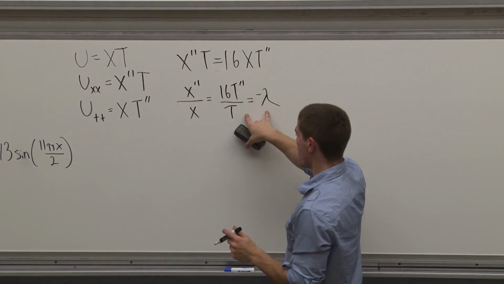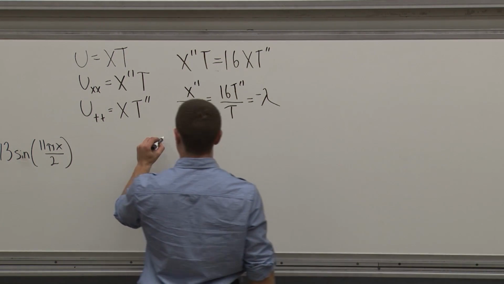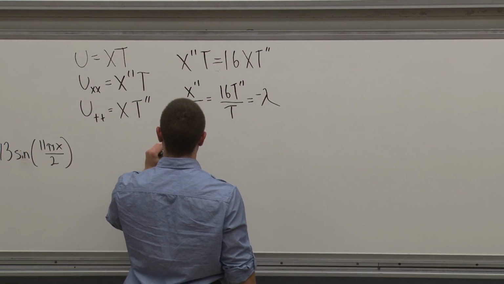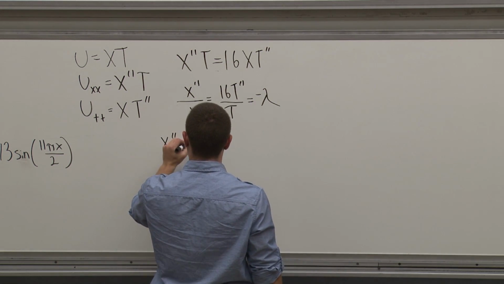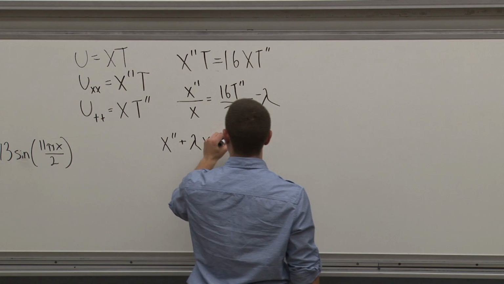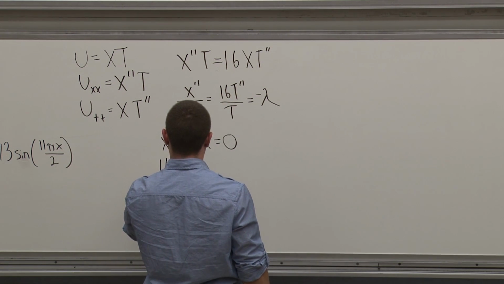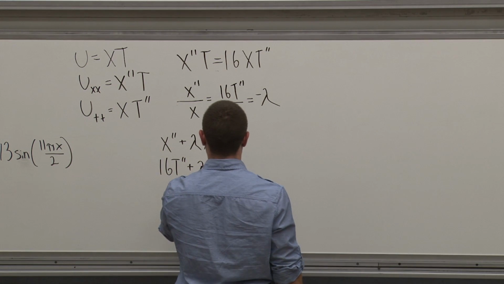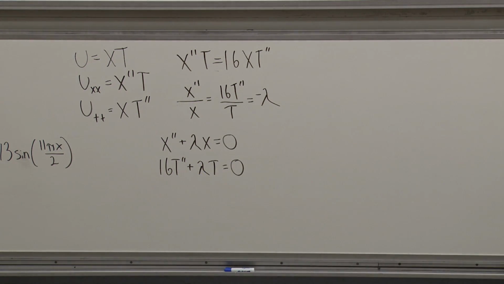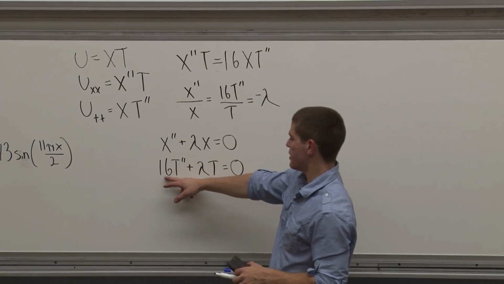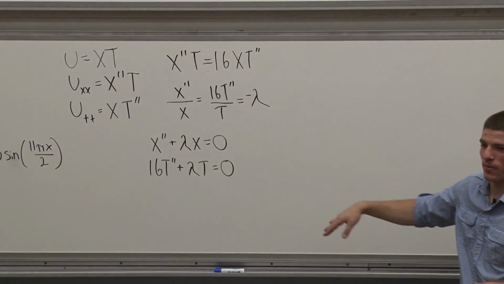Okay. So now we need to make these two equations, the x equation and the t equation. So let's make the x equation. So x double prime, move this x over here, add it to the other side. So you have x double prime plus lambda x equals 0. And then the other one's going to be 16t double prime plus lambda t equals 0. All right, so we have that. Or you could even divide the 16 out and do lambda over 16 t equals 0, but whatever. We'll cross that bridge when we get there.